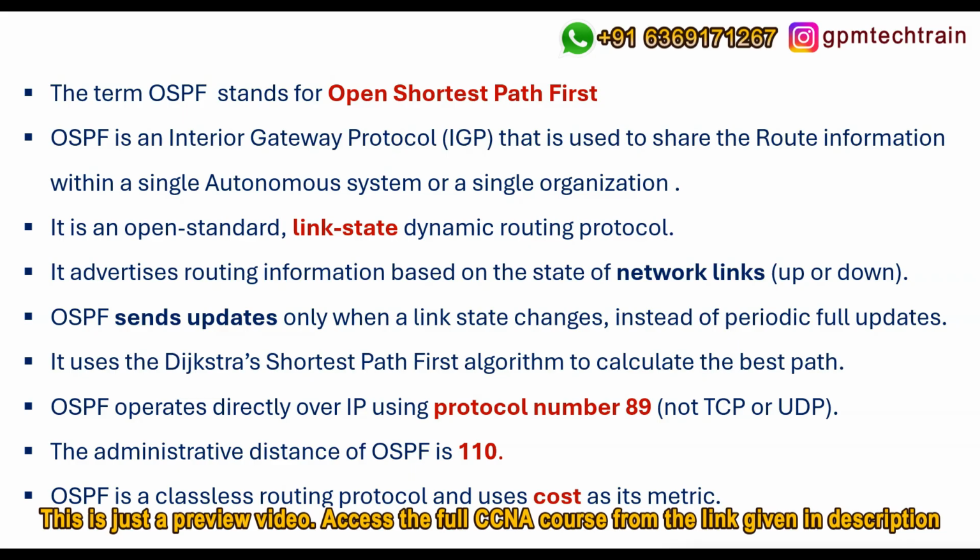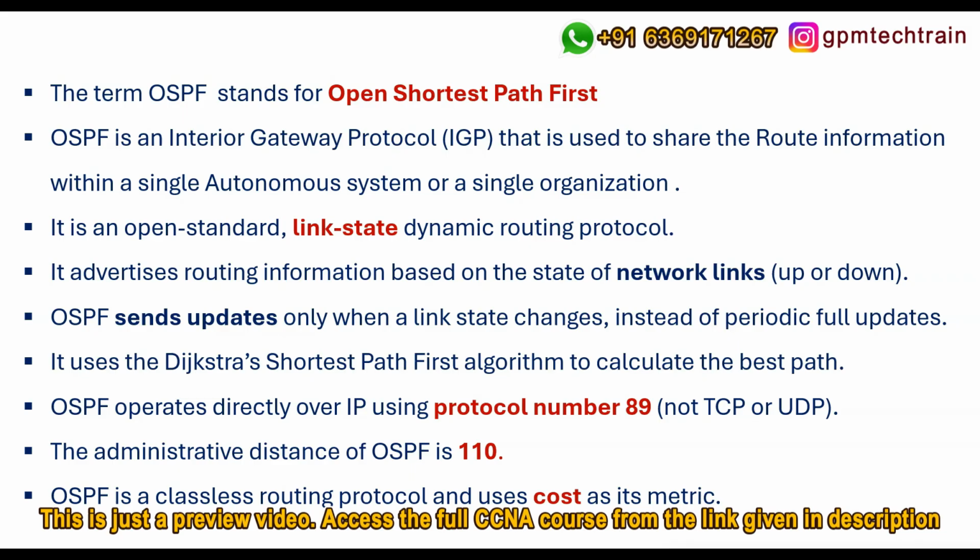It uses Dijkstra's shortest path first algorithm to calculate the best path. It operates on protocol number 89, and very importantly, the administrative distance of the OSPF protocol is 110. It is a classless routing protocol, so it won't set any classful boundaries like RIP. It supports VLSM and it sends the subnet information. The metric of OSPF is cost.